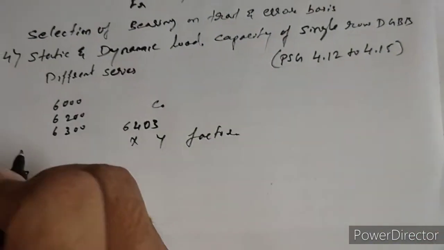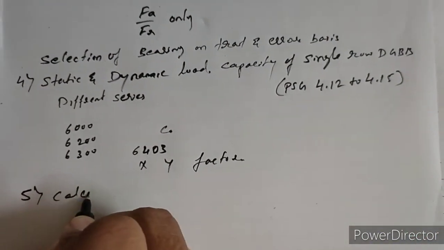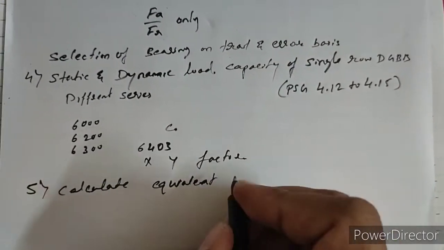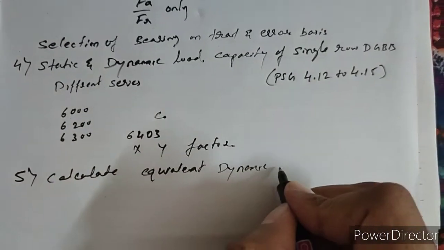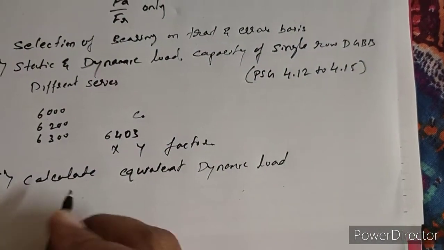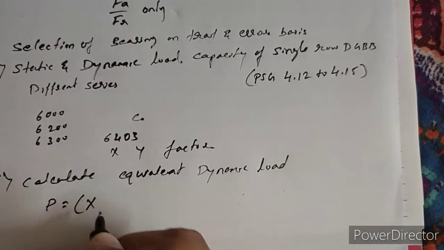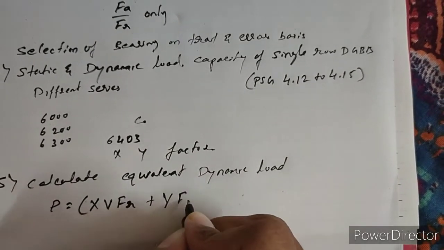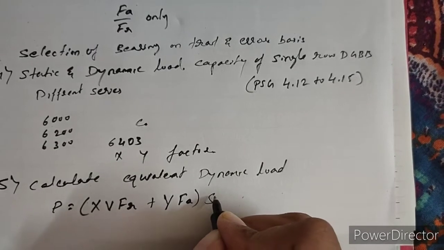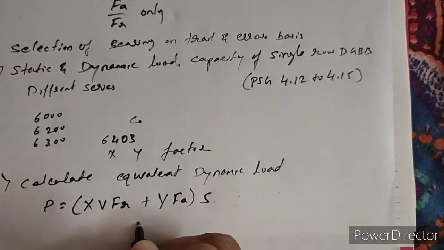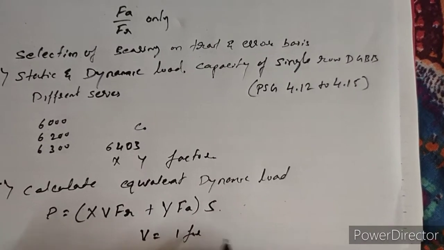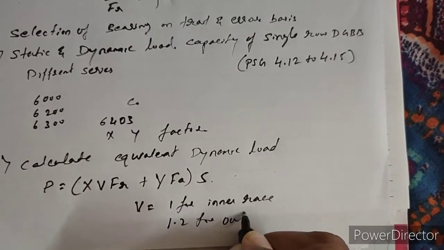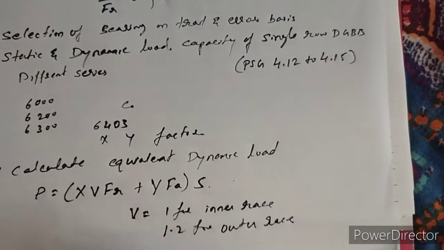Next step is to calculate the equivalent dynamic load using the equation P equals X into V into Fr plus Y into Fa, into the service factor, which is given in PSG 4.2. Here capital V indicates the race in rotation, inner race or outer race. V is 1 for inner race rotation and V is 1.2 for outer race rotation. Suppose the outer race is in rotation, then it is 1.2. Suppose the inner race is in rotation, then it is 1.